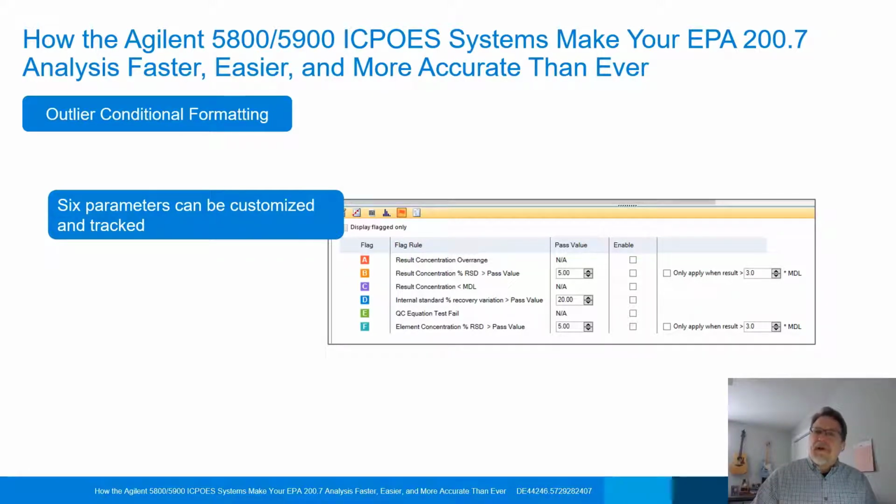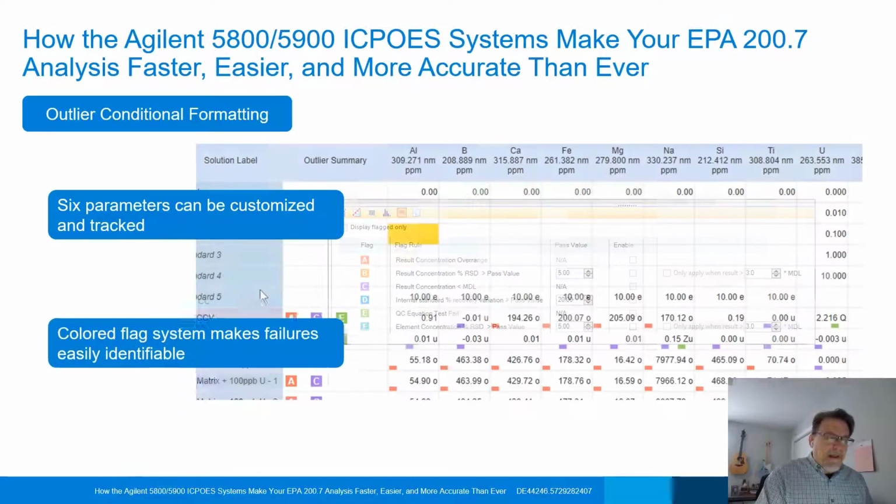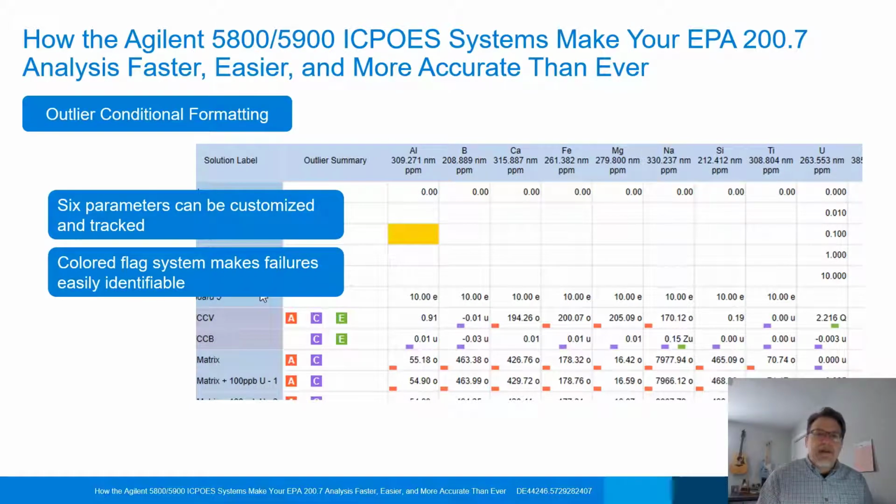But when you get to very low values, all your RSDs are over 5% because they're very low and there's a lot of noise associated with them. So you can have that apply only when it's 3 times the MDL or some other multiple times the MDL. So these are scalable to what you want to do with them, but they pop up with nice colored flags on your data so that you can see where the failures happen.